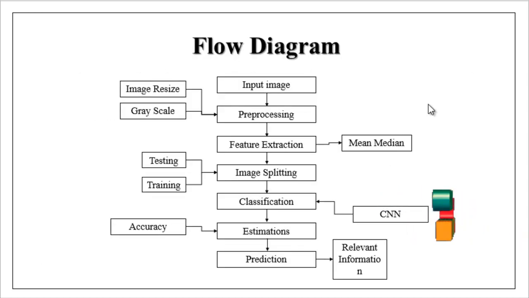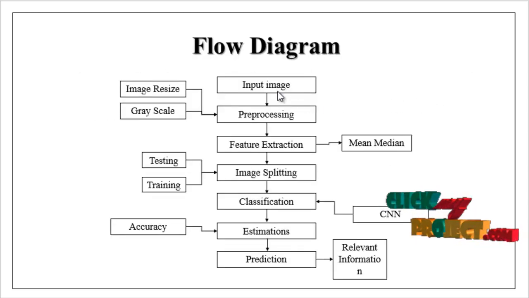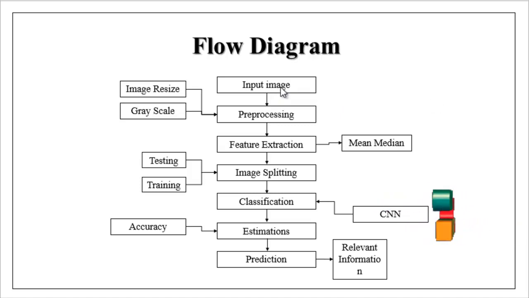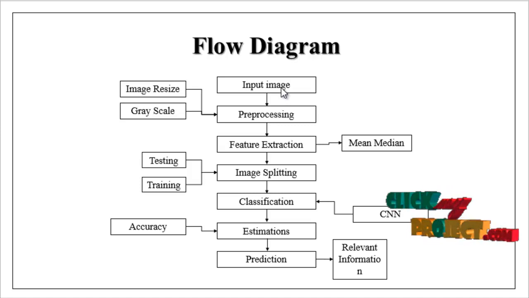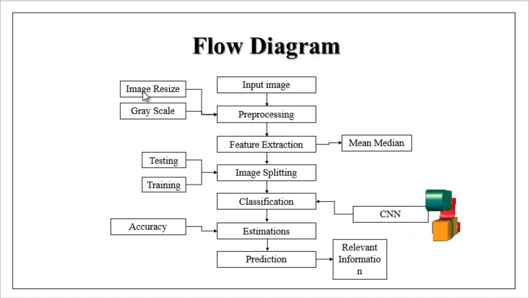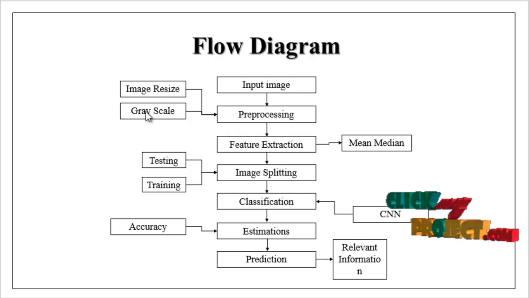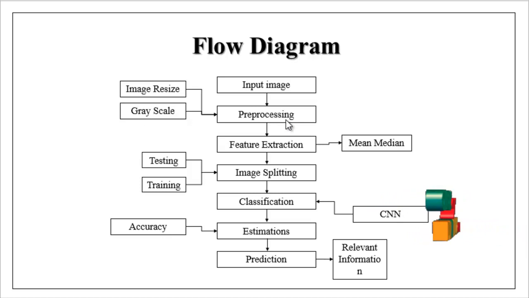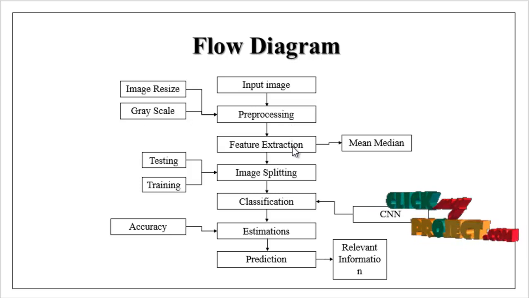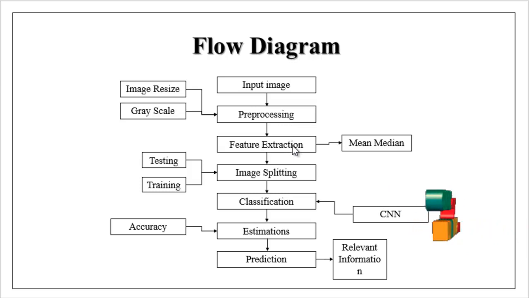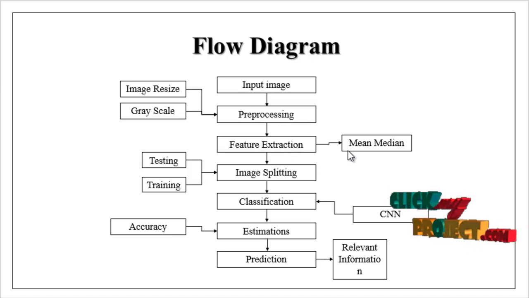This is the flow of our project. First, we take an input image from our dataset. The input image is carried to the pre-processing step. In this step, we resize our original image and do grayscale conversion. Then the pre-processed image is carried to feature extraction. In this step, we extract the features from the pre-processed image by using mean and median.